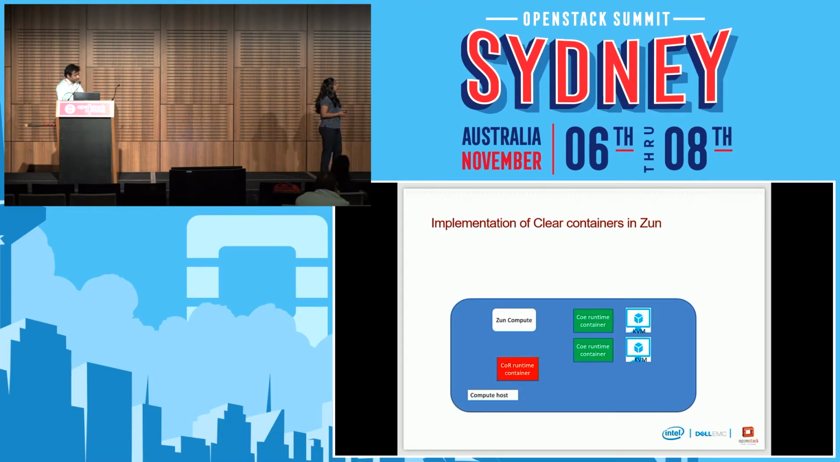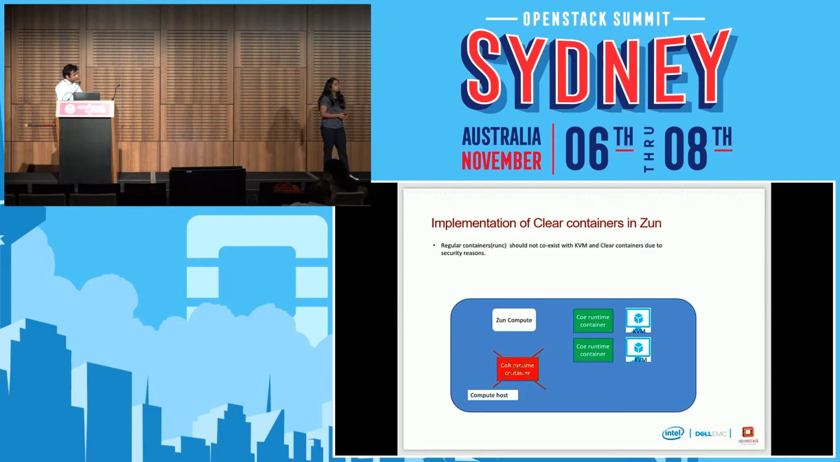Now we'll see how we have implemented Clear Containers in Zun, what we have done so far, and what things we need to do. The first thing is that regular containers should not coexist with KVM and Clear Containers due to security reasons. As Surya has given some examples, regular containers are not secure. So we propose not to run a Clear Container, a VM and a regular container on the same host.